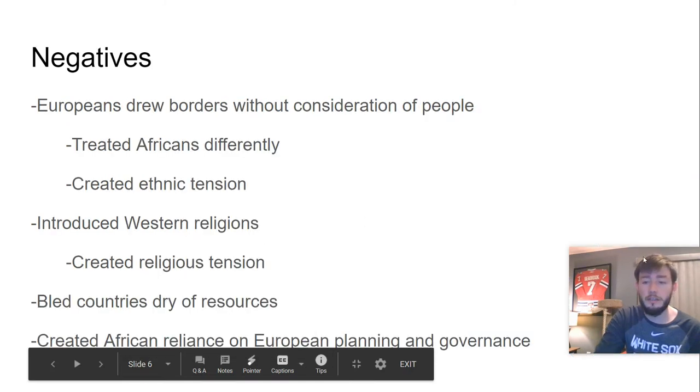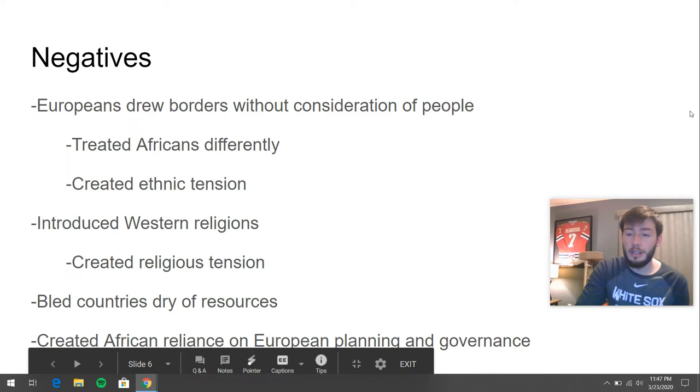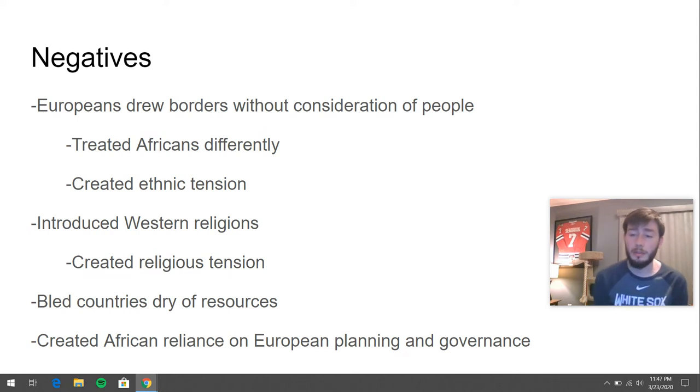So what were the negatives? Let's take a look at the negatives. The Europeans drew borders without consideration of the people. We talked about the trading kingdoms, and when the Europeans went in there, they didn't respect those kingdoms. They didn't respect the ethnicities, the differences of religion, or the different governments. So they treated Africans differently.